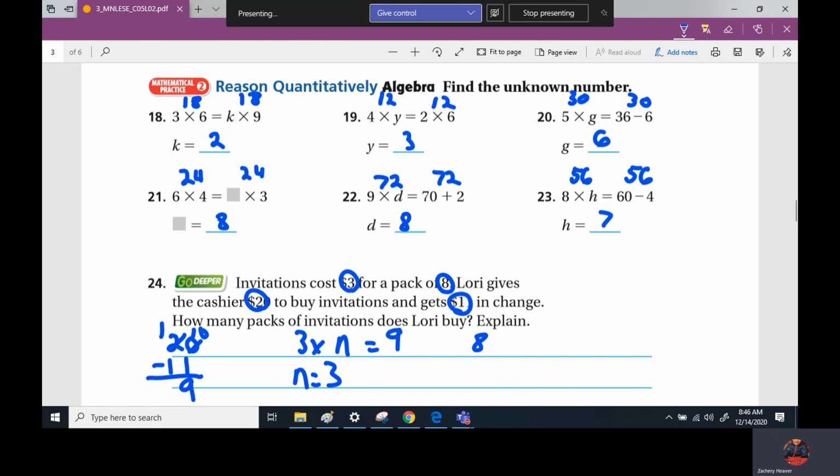If she bought 3 packs and there's 8 in each pack, now we're going to have to do 8 times 3, which is 24. How many packs? Oh, well, we don't have to. Never mind, 3. We don't have to know the total. It's just how many packs. So Lori bought 3 packs. If you want to find the total, then you take 3 multiplied by 8. So she got 24 invitations.